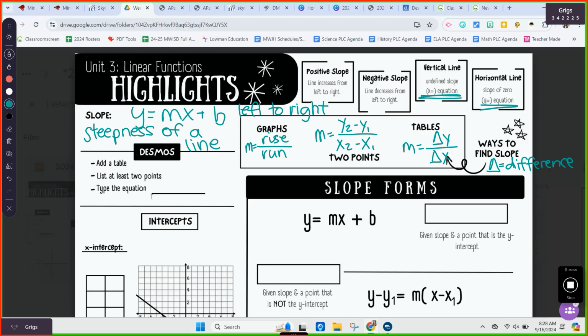y1 squiggly line mx1 plus b. Beautiful. So the y1 and the x1 are going to be matching what? The ordered pair on the table, the title on your table, correct? Could it be y2, x2? Yeah. y3, x3? Yes. But typically I'll make one table and just switch that out, so y1, x1 will treat you well enough.